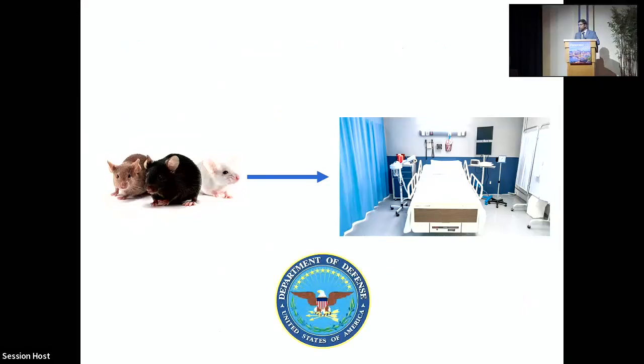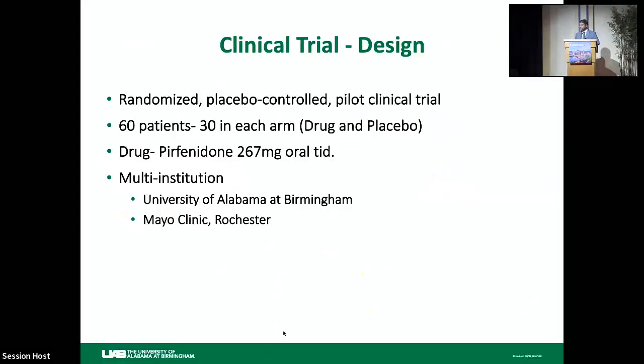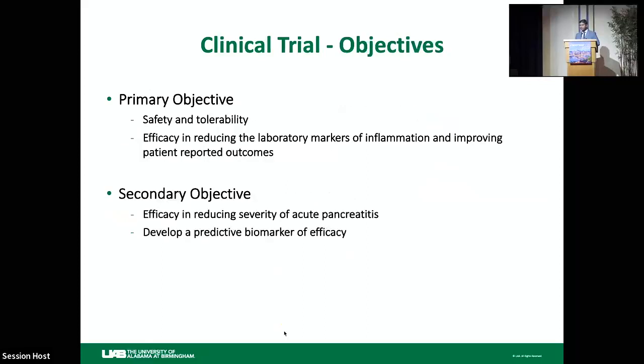This study was funded by the Department of Defense. This is the clinical trial design, in which this is a randomized placebo-controlled pilot clinical trial, and it is multi-institutional with a collaboration between UAB and Mayo Clinic Rochester. And there would be 60 patients, 30 in each arm, over a period of 2 years. And the drug is pirfenidone, 267 mg oral TID.